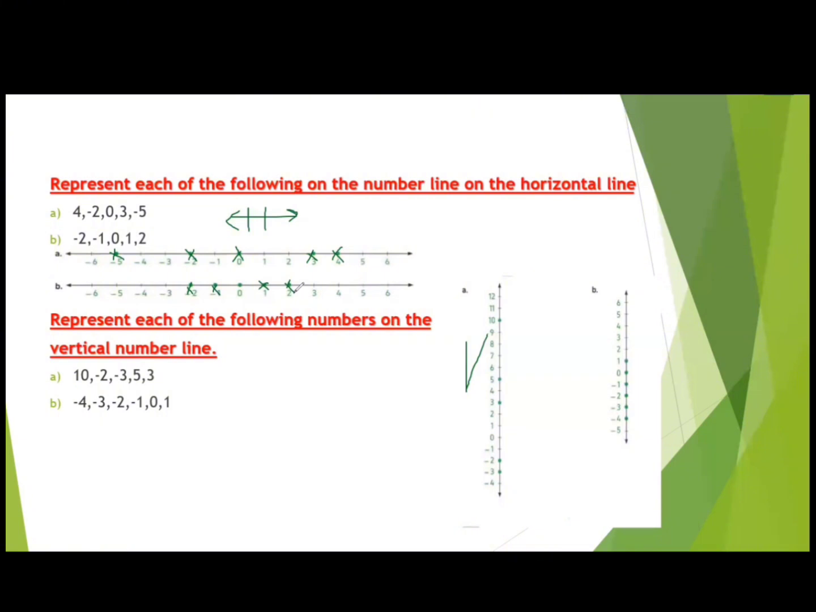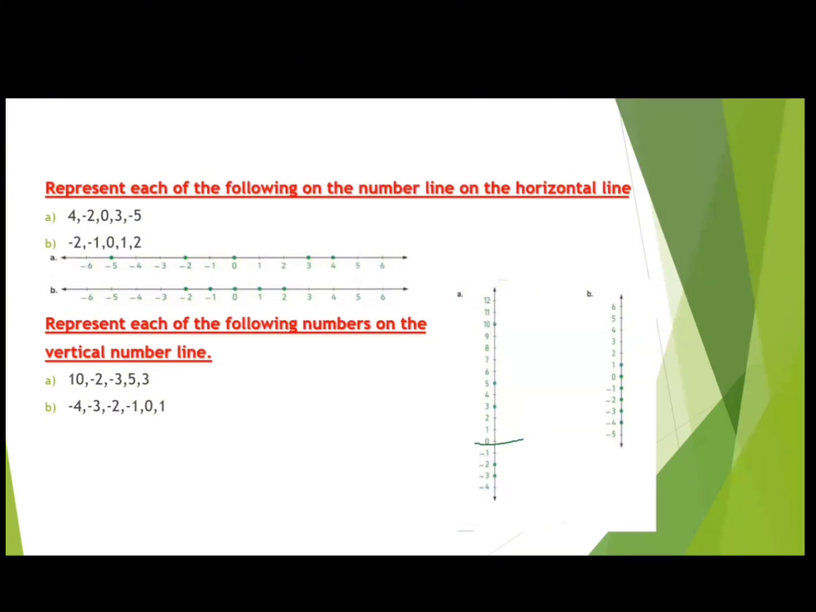Number 2, represent each of the following numbers on the vertical number line. This is the vertical number line. How can I represent these numbers on the vertical number line? Number A, 10, it's positive, so this is 0. Then go up till you reach 10. It's 10 above 0. -2 is less than 0, so you will go 2 steps down from 0, and this is -2. -3 is also smaller than 0. It's a negative number, so you will go down 1, 2, 3 steps below the 0. 5, it's positive, so you will go above 1, 2, 3, 4, 5. Then 3, it's 3 steps above, 1, 2, 3.